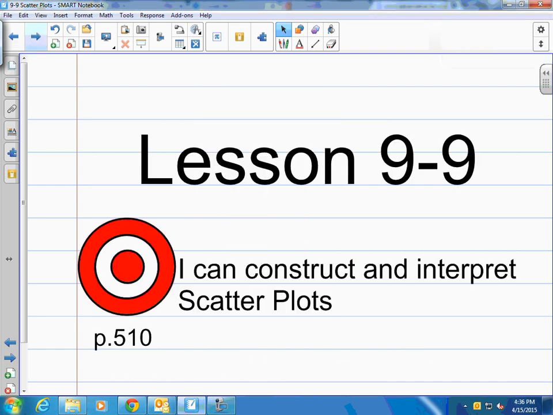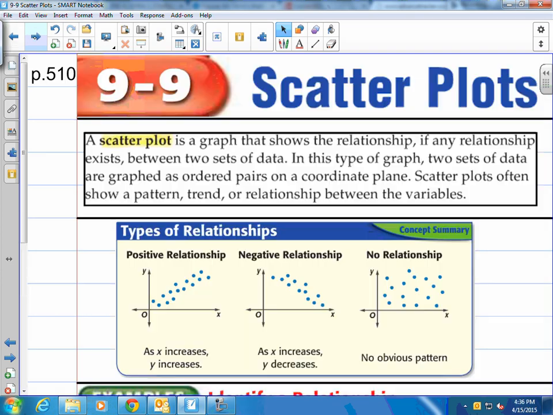It's lesson 9-9 on our books on page 510, and our target is I can construct and interpret scatter plots. What are scatter plots? A scatter plot is a graph that shows the relationship, if any relationship exists, between two sets of data. In this type of graph, two sets of data are graphed as ordered pairs, x and y, on a coordinate plane. Scatter plots often show a pattern, trend, or relationship.